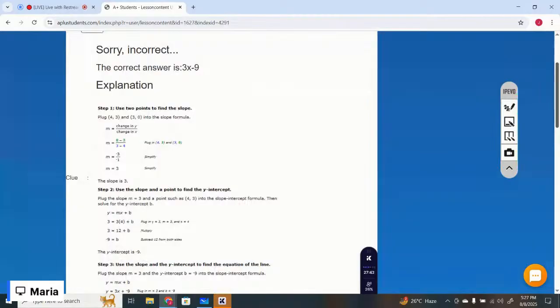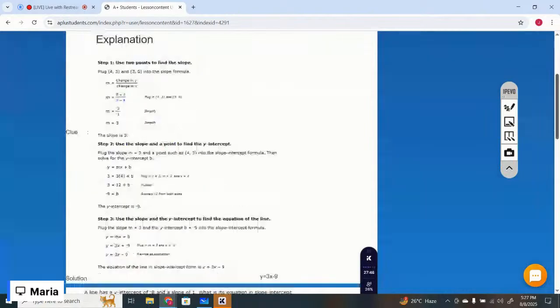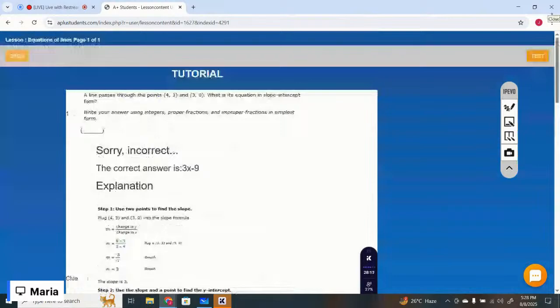Use the slope and a point to find the y-intercept. y equals mx plus b, right? Use any of the points. Like here, in this example, the point used is 4, 3. So y is 3, slope is 3, x is 4, b equals negative 9. So the equation is y equals 3x minus 9. Let's just do practice questions.